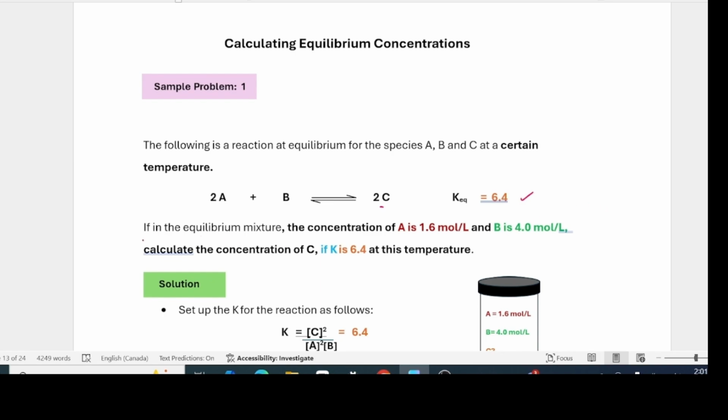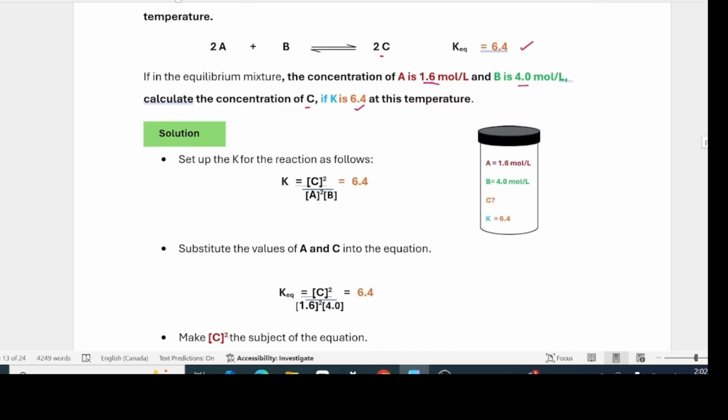So it states in this problem that if in the equilibrium mixture, the concentration of A is 1.6 mole per liter and that of B is 4.0 mole per liter, we are required to calculate the concentration of product C at equilibrium, if that is the equilibrium constant at a certain temperature. So we're given three things. We're given the concentrations of A and B, and we are given the equilibrium constant for the reaction.